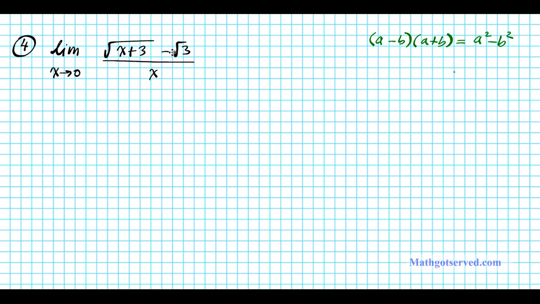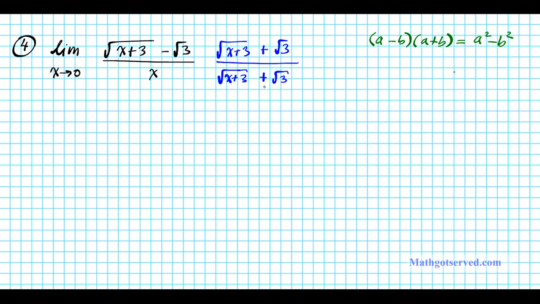If you can multiply this by a term that generates a difference of squares, the square root and this square root will cancel out. So that's why you multiply by the conjugate. The conjugate here is the square root of x plus 3 plus the square root of 3. So the numerator and the denominator, square root of x plus 3 plus the square root of 3.